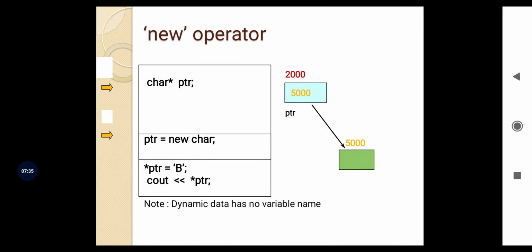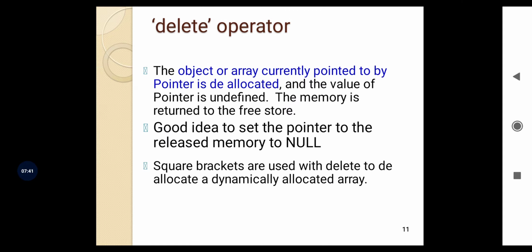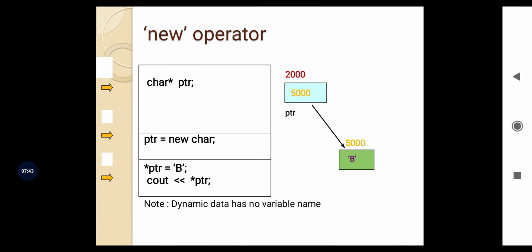Now if I want to print the value at this memory location, I need to use a cout, and again I need to use a dereference operator to access the value at that address, which is stored using the pointer variable PTR. So I hope this is clear. This is very simple, and you can just go through it, and if you have any doubt, we will clear it in our live session on Zoom.